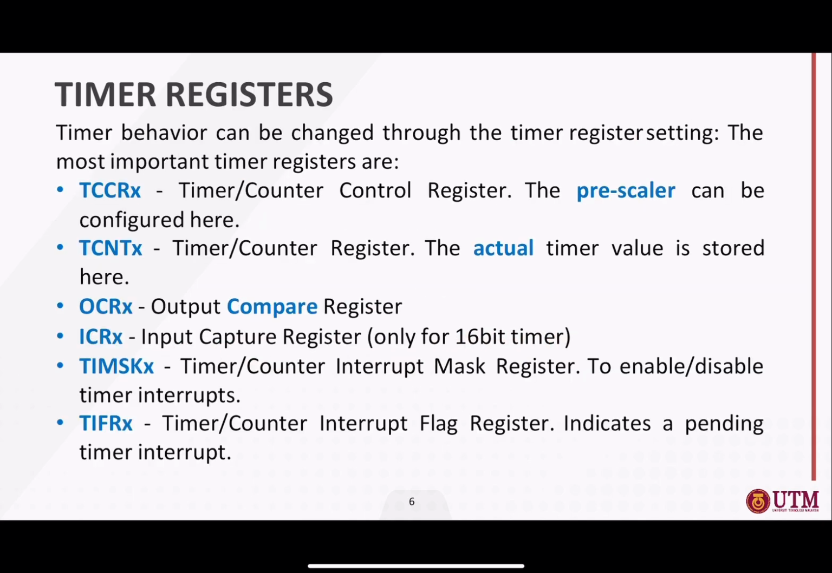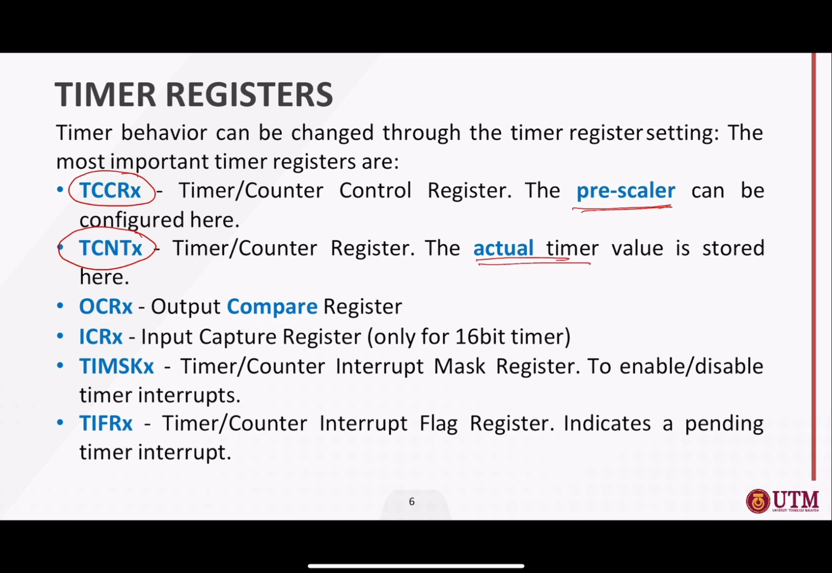Alright, let's talk about the timer registers. The timer behavior can be changed through the timer register settings. The most important timer registers are, first, TCCRX, the timer counter control registers. The prescaler can be configured here, for example dividing by 8 or 128 and so on. Then you also have TCNTX, the timer counter registers, where the actual timer values are stored.